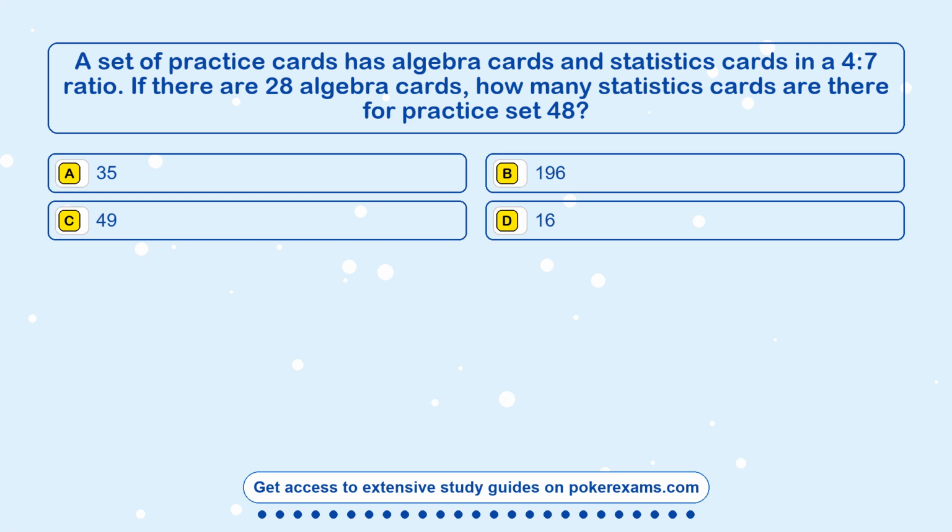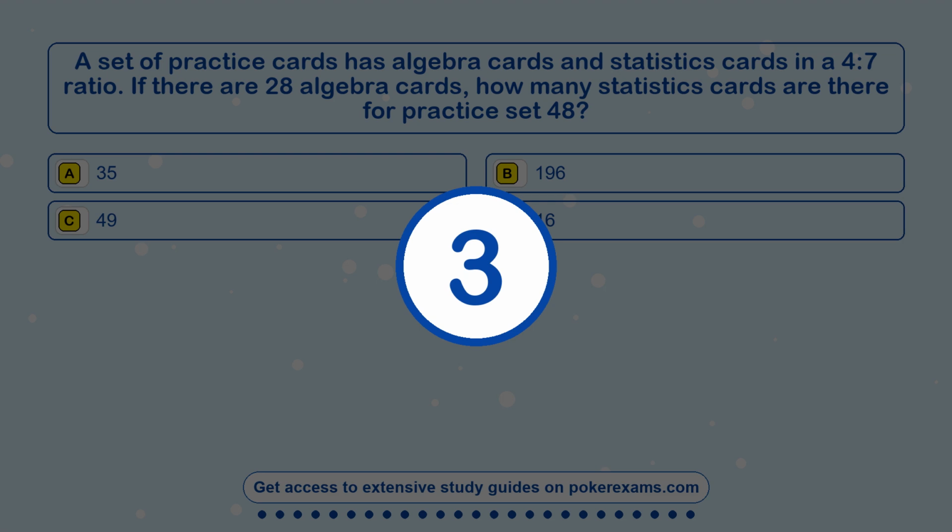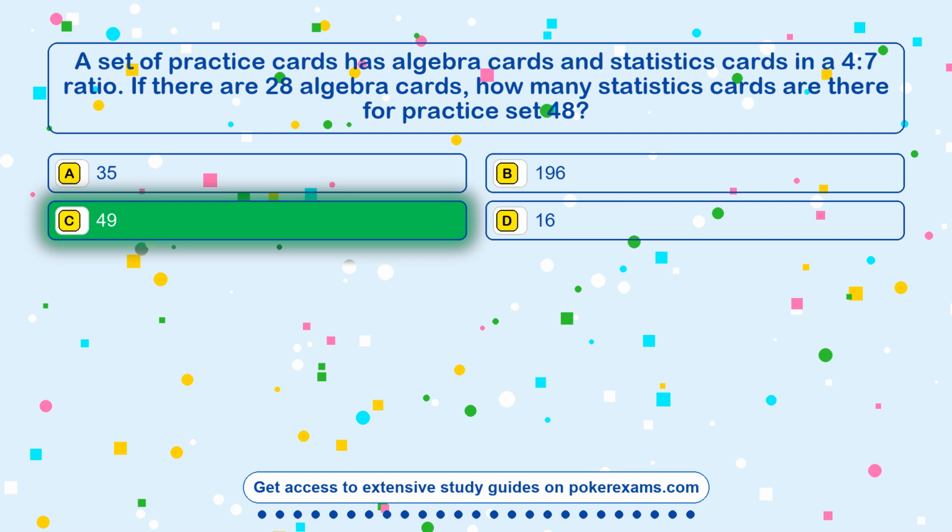Question 4. A set of practice cards has algebra cards and statistics cards in a 4:7 ratio. If there are 28 algebra cards, how many statistics cards are there for practice set 48? Option A 35. Option B 196. Option C 49. Option D 16. The correct answer is option C, 49.